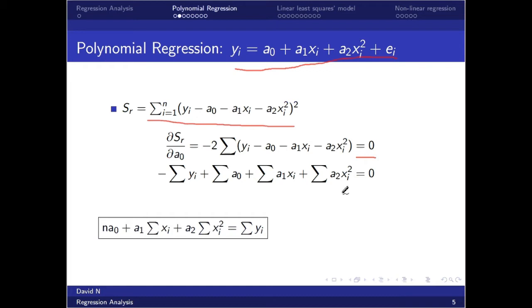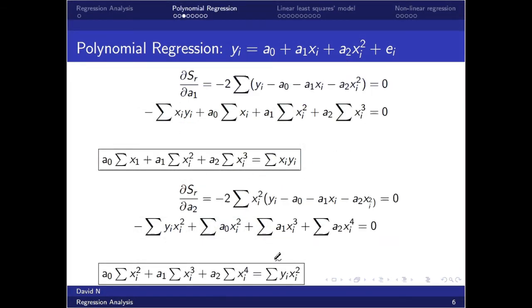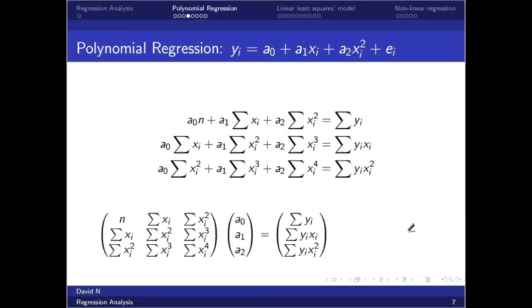now upon rearranging the terms, we obtain this condition for the stationary point. This equation shown in the box is the normal equation. Further, upon carefully differentiating the objective function partially with respect to a1 and a2 and setting them equal to 0, we obtain the normal equations as shown here within the boxes. The boxed equations, when written together, have the form as shown here.